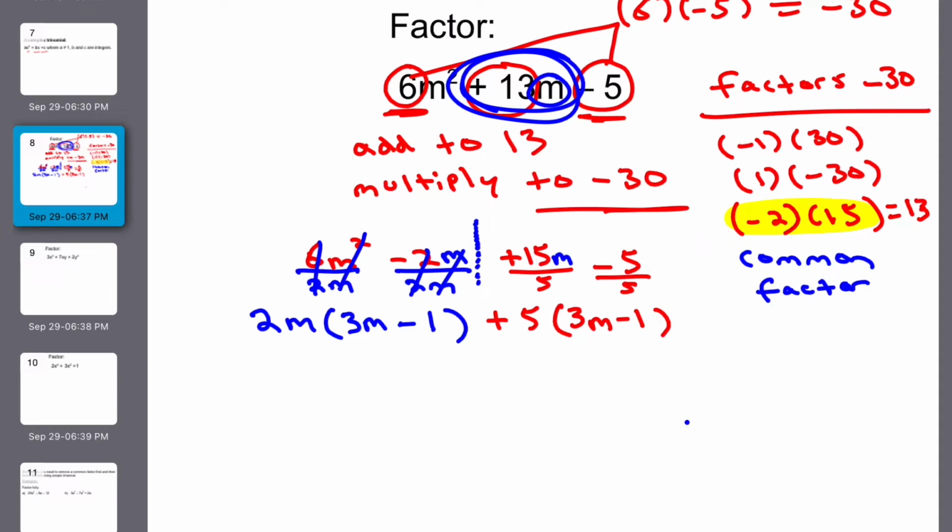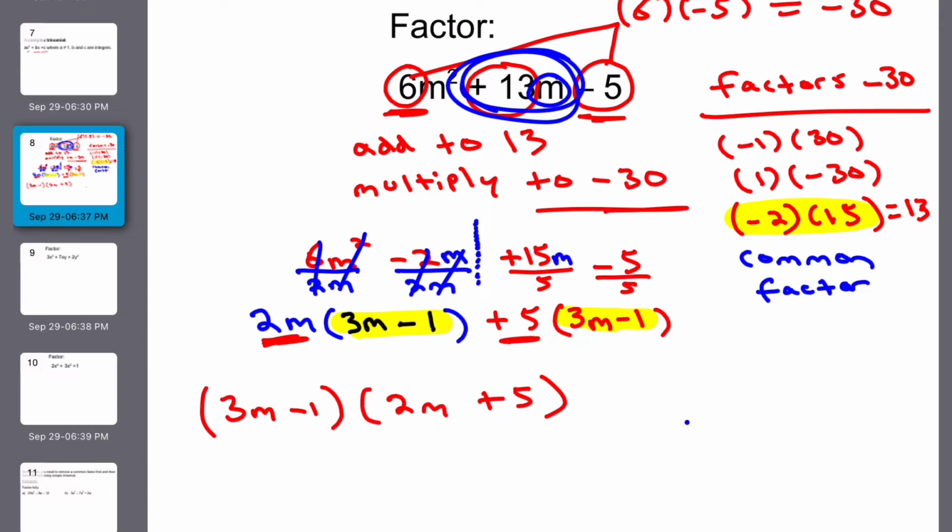And you'll notice something, after you did that step, these two brackets are identical, which means we can literally common factor those out of this 4-term system here. So we can take out a full 3m minus 1. And what's left when we do that are going to be the 2m and the plus 5, which are going to combine to create our second bracket.